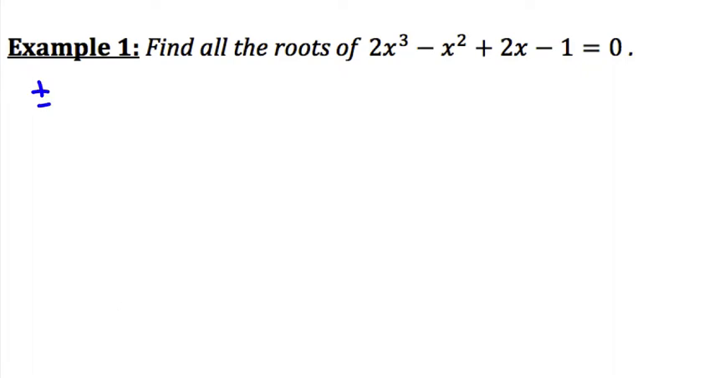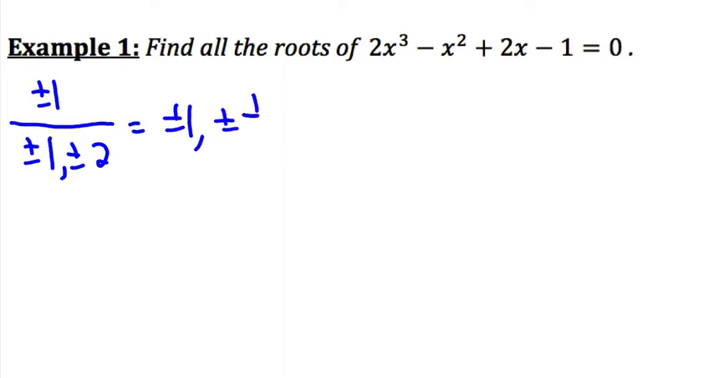All right, so plus or minus 1 for the top, and then on the bottom for 2, you would have plus or minus 1, and plus or minus 2. All right, so our potential zeros would be plus or minus 1 and then plus or minus 1/2. All right, and we did this yesterday.